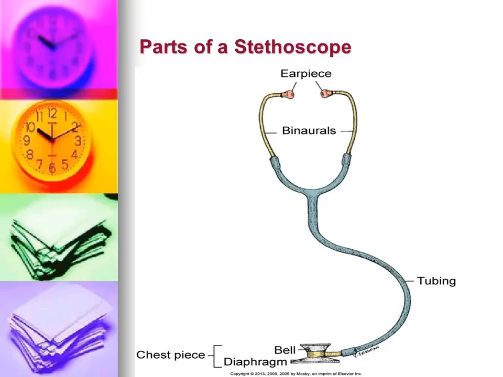The diaphragm is the circular, flat portion of the chest piece covered with a thin plastic disc. It transmits high-pitched sounds created by high-velocity movement of air and blood. The bell is the bowl-shaped chest piece, and it's usually surrounded by a rubber ring. The bell transmits low-pitched sounds created by low-velocity movement of the air. Auscultate heart and vascular sounds with the bell.